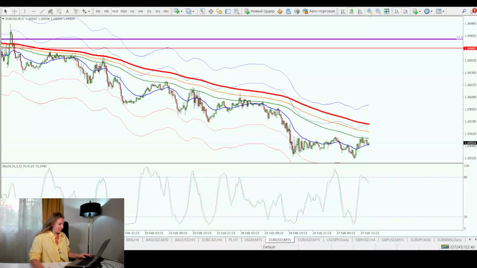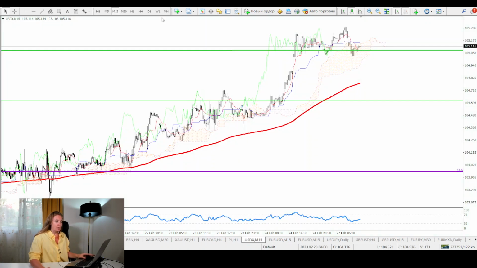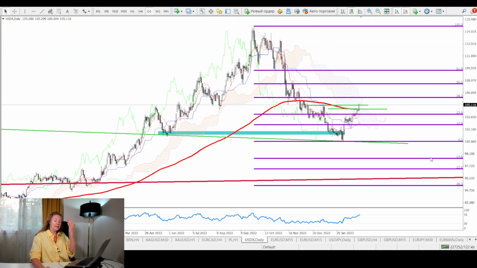Okay, let's go to the American dollar index. I like to start with the American dollar index because technically it helps me to understand when I have to enter the market for euro dollar and for Japanese yen as well. Sometimes it helps me, but not always.